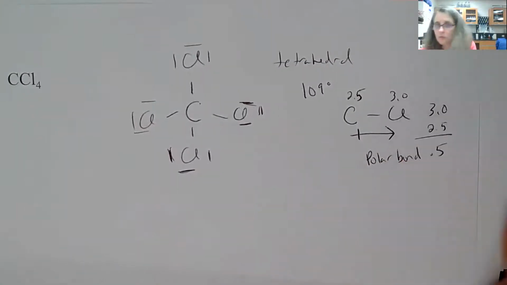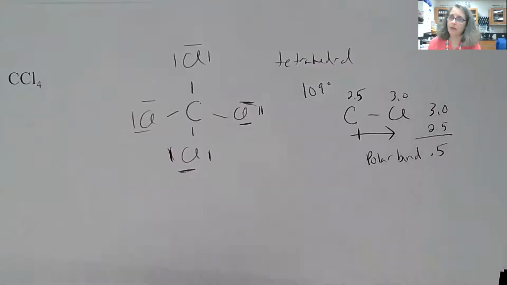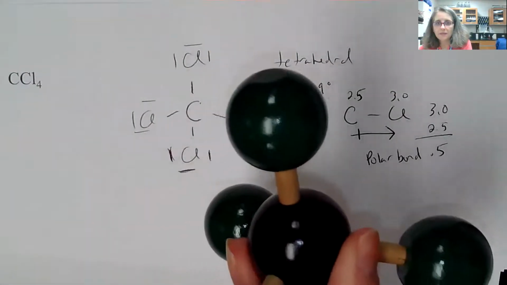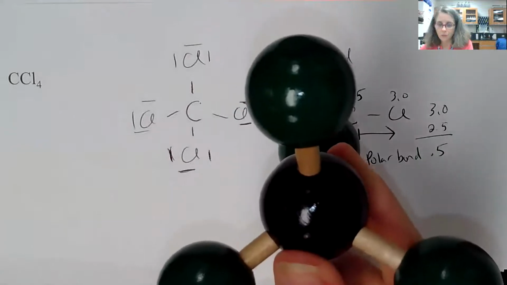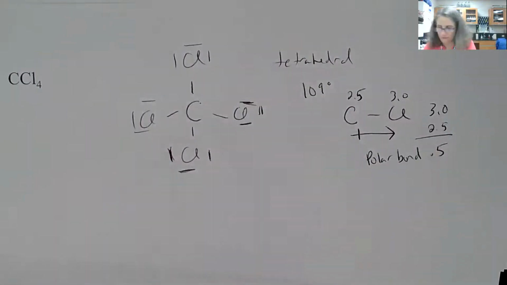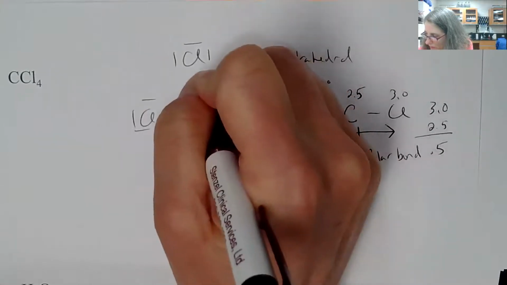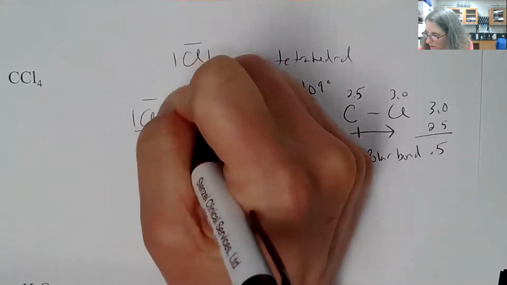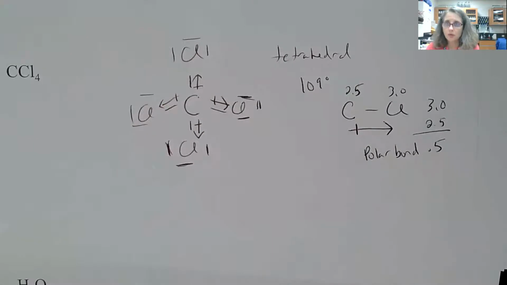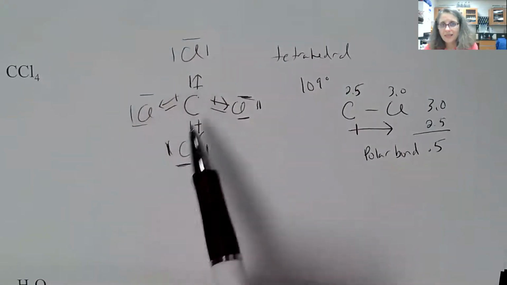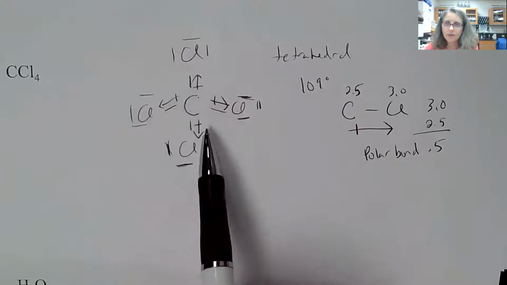If I ask you if there's a polar bond in this molecule, you're going to say yes, it is a polar bond. But the bigger question is, do I have a polar molecule? This is my model of my tetrahedral, going out at 109, so I'm going to refer to that. I'm going to draw my dipole arrows on my molecule here. In each one of these bonds, all of the electrons are being pulled towards the chlorine. Sometimes it gets confusing as to where your bond is or where your dipole arrow is.